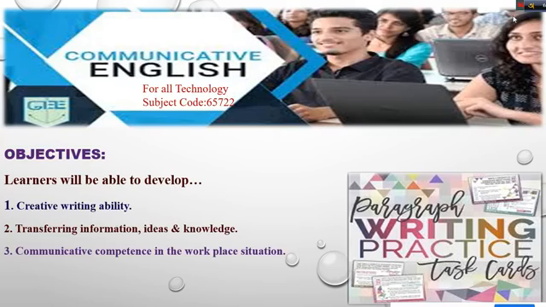Okay, all right. So far, I guess that you are watching the first slide. And usually what I say, it is Communicative English. And the subject code is 65722. And ultimately, we have some objectives of starting this course. After completion of this course, our students will be able to develop their creative writing ability, and they will be capable of transferring their information, ideas, and knowledge, and ultimately their communicative competence will be developed in the workplace situation or in real life situations.